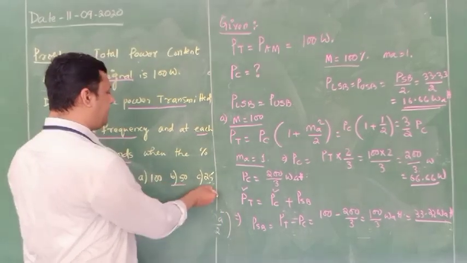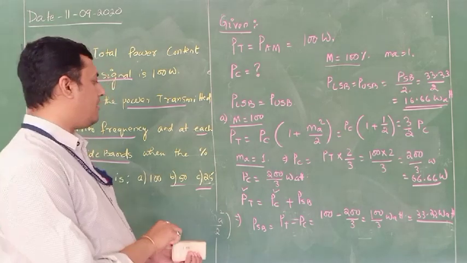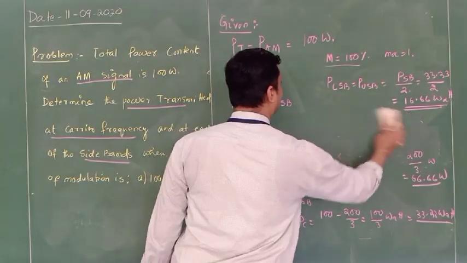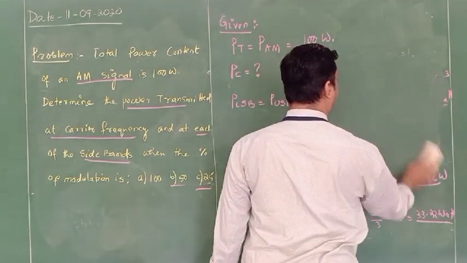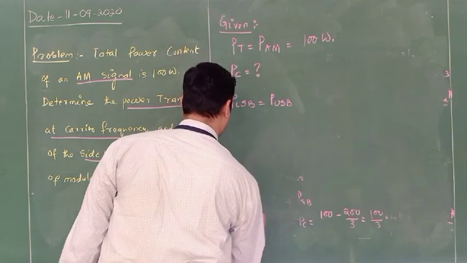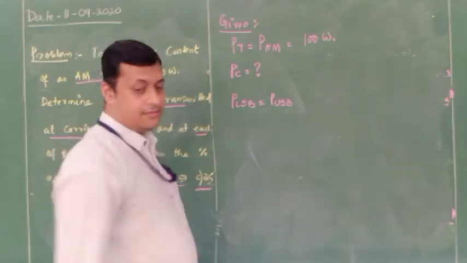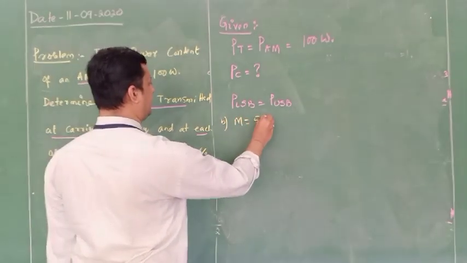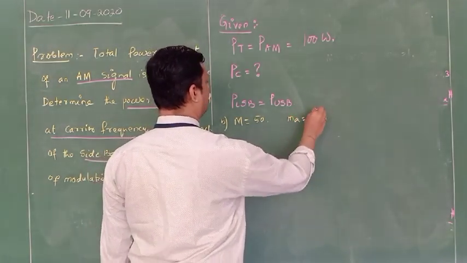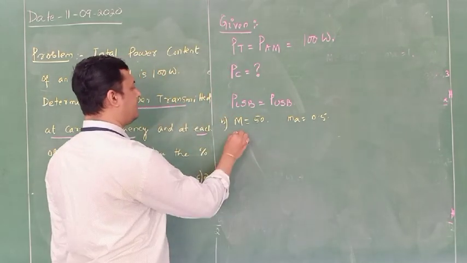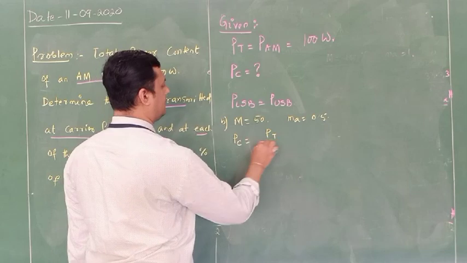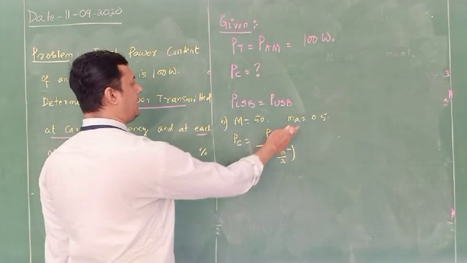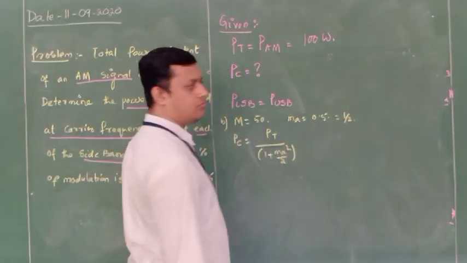Similarly, we can determine for 50 and for 25. So for 50 I will calculate, and for 25 you should try. I will solve one by one; it is not that I will only solve and you will sit and listen. So for part B, if your percentage of modulation is 50, that means Ma is equal to 0.5. So my carrier power is equal to the whole transmitted power divided by (1 plus Ma square by 2). Like this also I can write. In place of Ma, substitute this, so here it is 1 by 2.